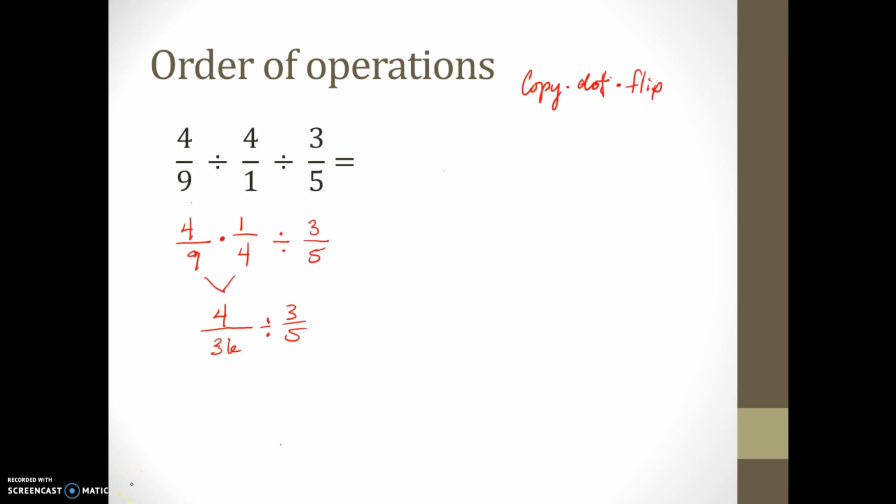Okay, so I'm still going to do the same thing. I'm going to copy, and then I'm going to change division to multiplication, and then I'm going to flip the second fraction. So looking at this, it looks kind of hard. So I'm going to go ahead and simplify here. I can simplify 4/36 into 1/9. And now this looks like a lot more friendly of a problem. So I'm going to multiply 1 times 5, which is 5, and 9 times 3, which is 27. And that can't be simplified any further because 5 is a prime number.